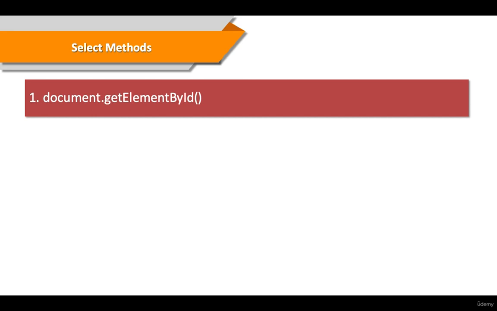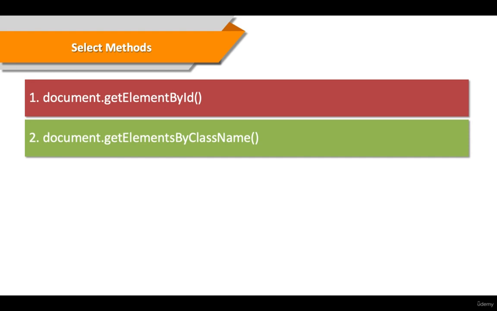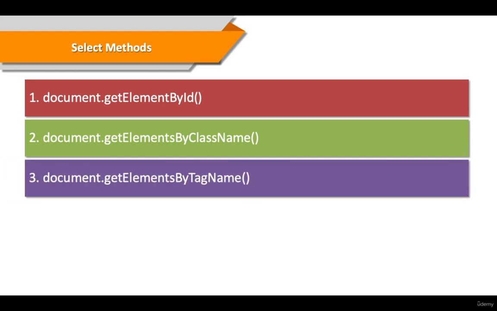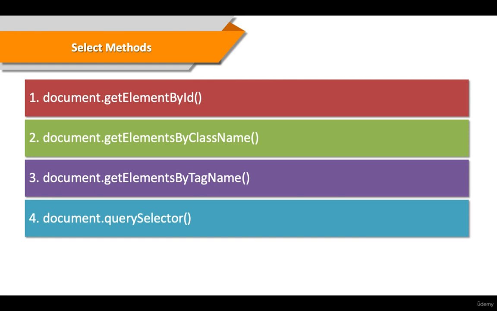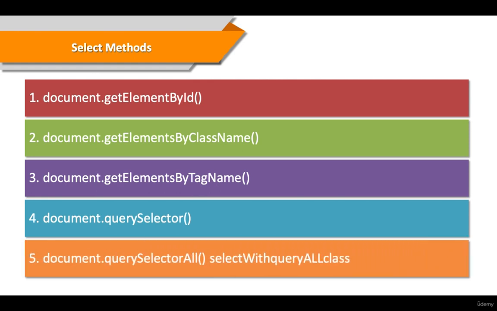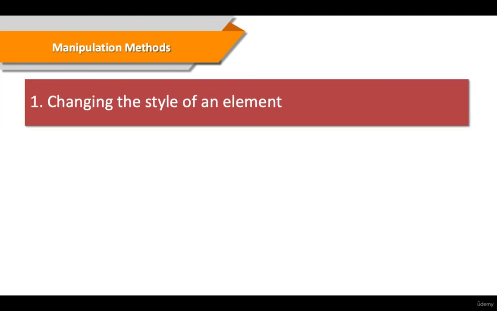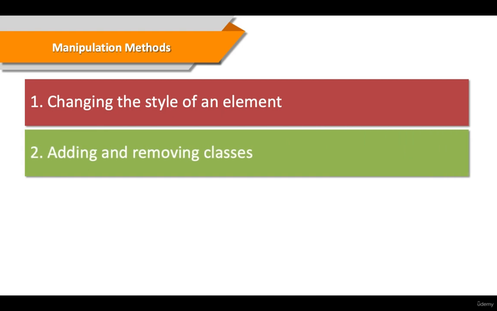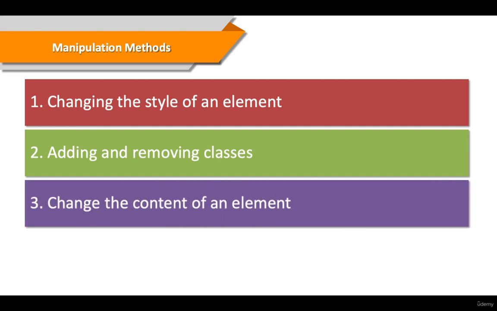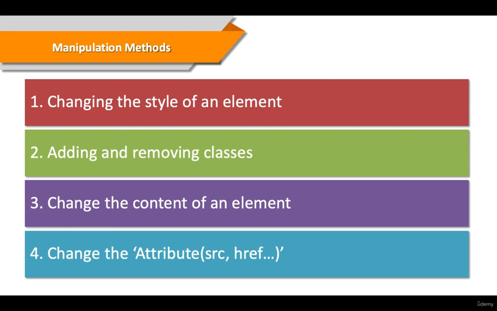All right, so then we talked about DOM manipulation. We saw different select methods to be able to manipulate DOM. And these are getElementById, getElementsByClassName, getElementsByTagName, querySelector, and querySelectorAll. Then we employed some manipulation methods. We saw how we can change the style of an HTML element with JavaScript, how we can add and remove classes, how we can change content of an element, and then how we can change the attributes of elements.